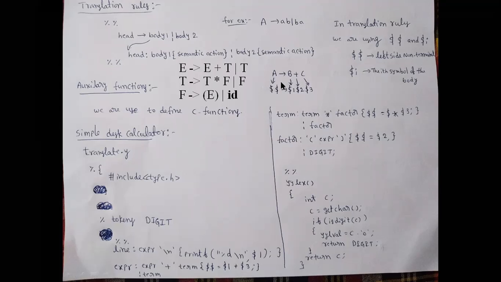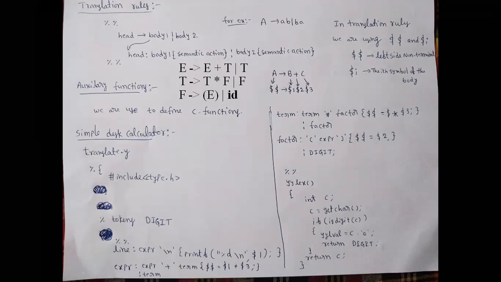We are using these in the translation rules. So here are the translation rules. So this is the production. Then we write head colon body one. Here, in between curly braces, we are using semantic action, or for body two we are using semantic action. So this is about the translation rules.